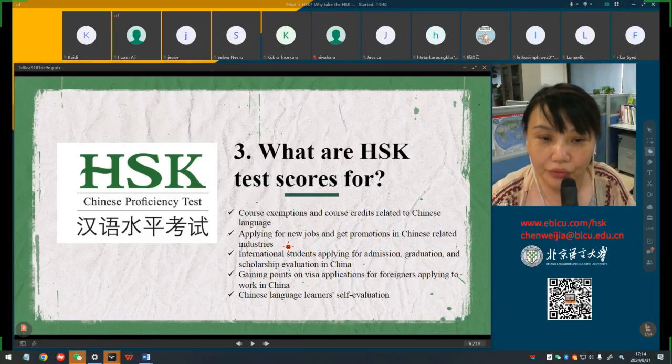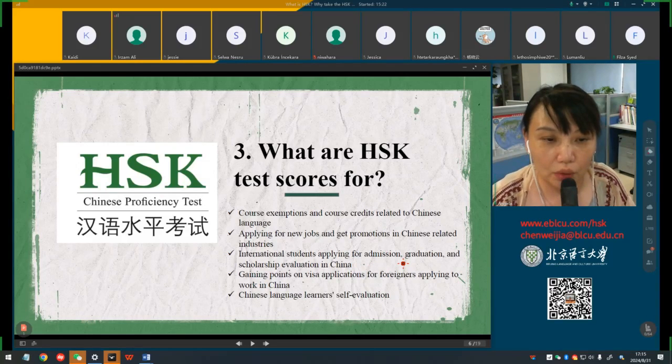And if you're applying for a new job or promotion in Chinese-related industries, having a higher HSK score or an HSK certificate will help you find a job related to China or the Chinese language. And also for international students, if you want to apply to a school for some Chinese-related majors, for graduation they also require a certain HSK level.